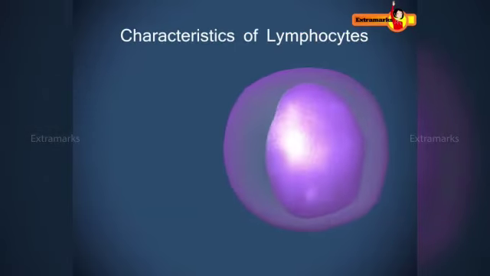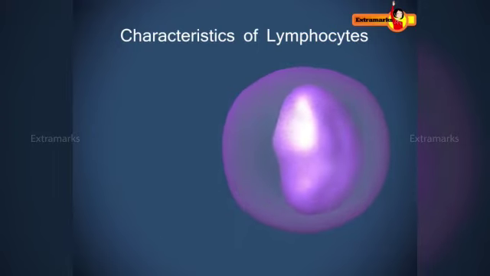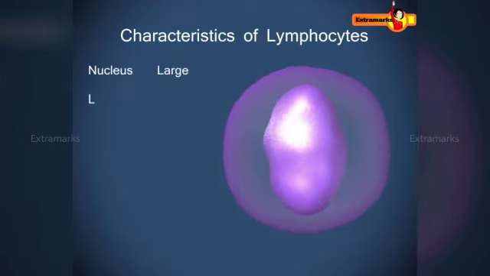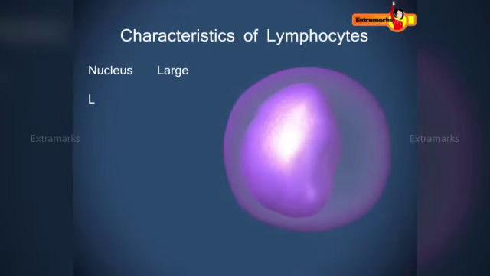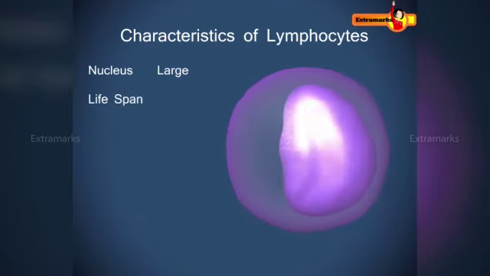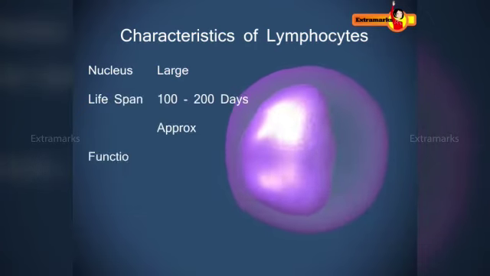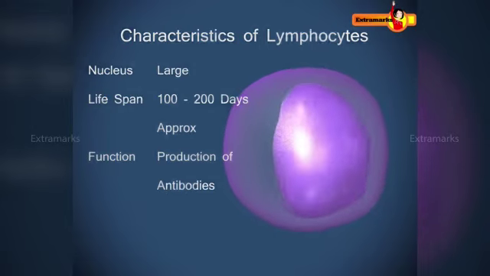Lymphocytes are agranulocytes that are produced in the lymphatic system. Their nucleus is large and occupies most of the cell. Their cytoplasm is basophilic. They have a lifespan of 100 to 200 days. They produce antibody on being exposed to antigenic molecule.